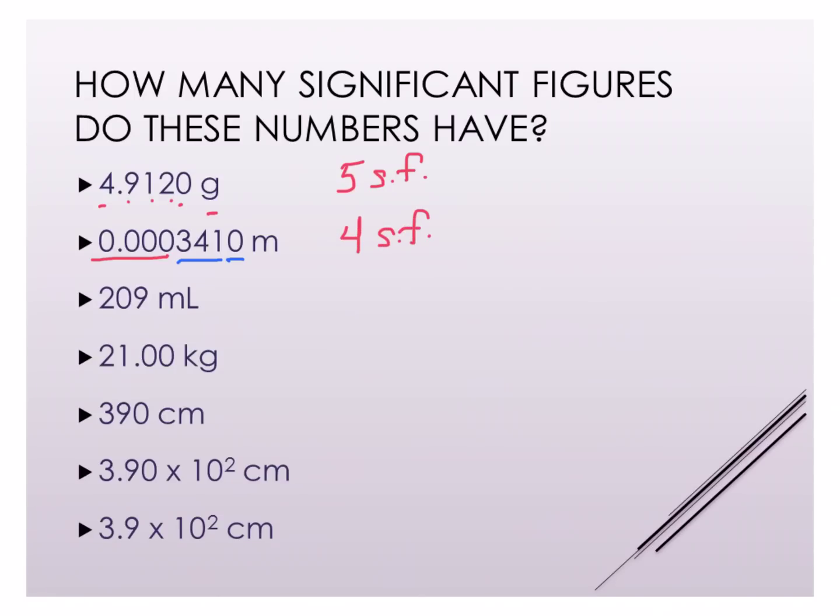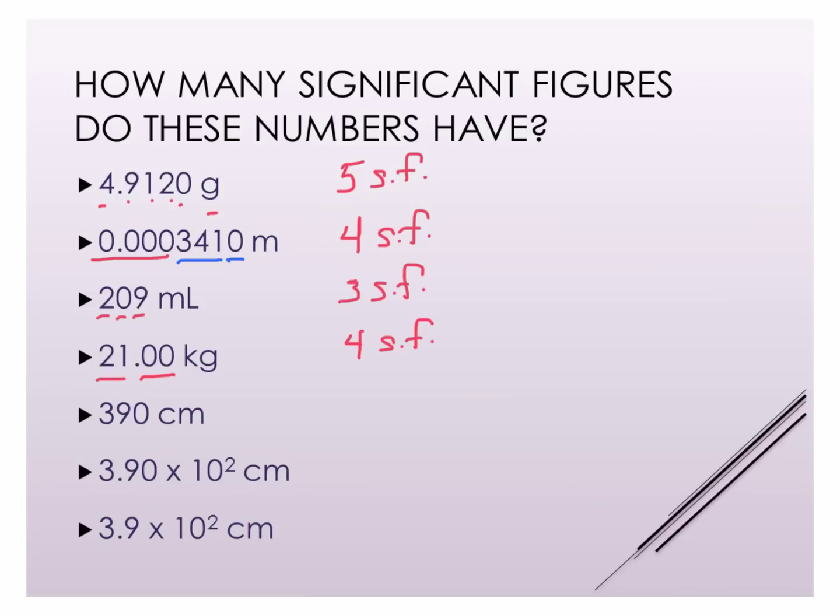Now we go on to 209. We know that the 2 and the 9 are significant because they're not zeros. The 0 is also significant because it's between two significant figures. So in this value we have 3 sig figs. We look at 21.00. We have 2 and 1, which are significant, and we have these two zeros after the decimal place, and because they're after the decimal place, they are also significant. So we have 4 sig figs.